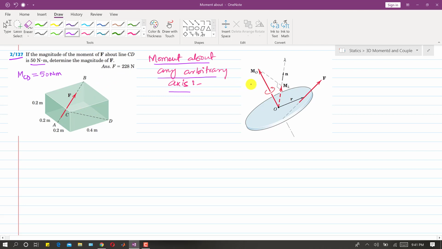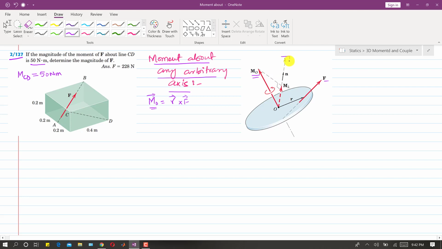To learn this concept, let's consider this diagram. In this diagram we have this force and this R. If we take the cross product of R and F, we will be able to find the moment about O. So let's write that moment about O is equal to R cross F, and this will give us this moment vector. Since this MO is a moment vector, we can resolve it into its components.